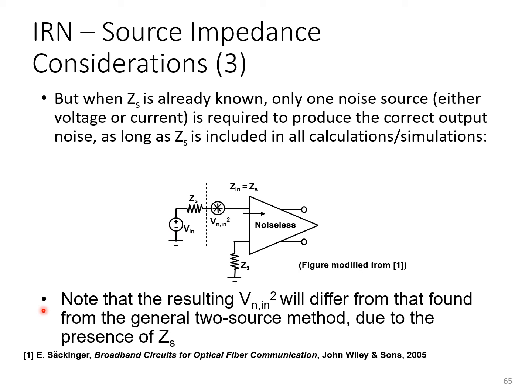And, again, you should note here that unless ZS happens to be 0, the input-referred voltage noise that you find with ZS in place will not be the same as the one that would be used in the general noise model that includes both input-referred voltage and current noise sources.